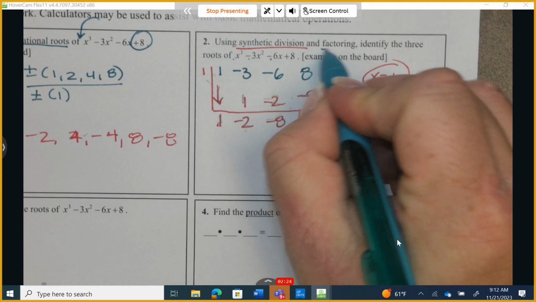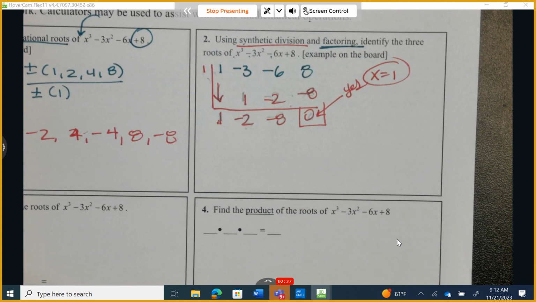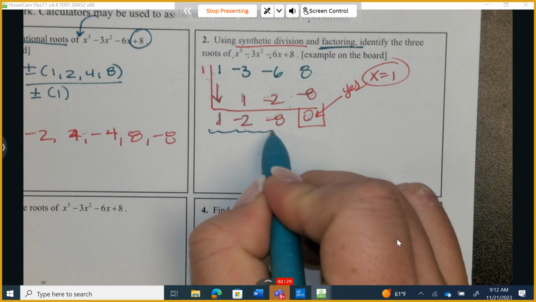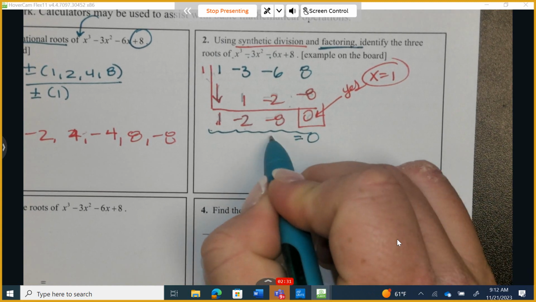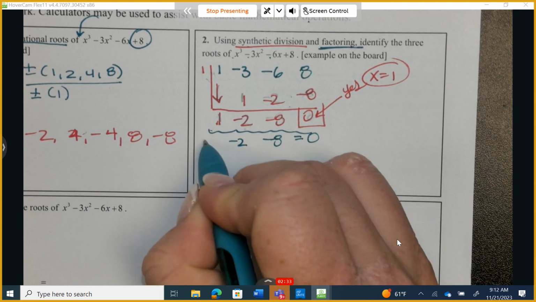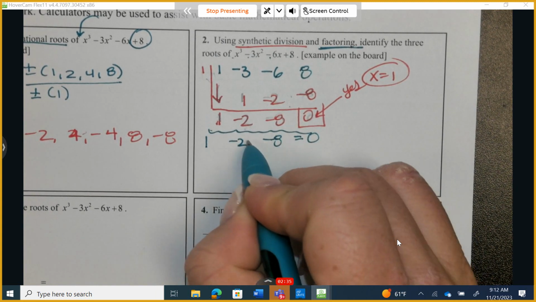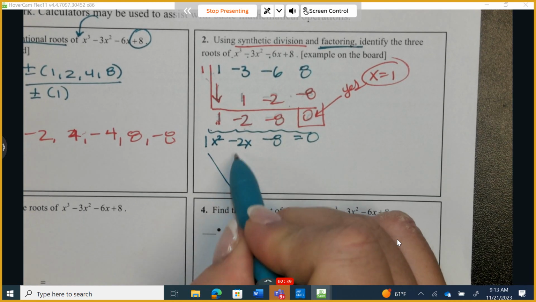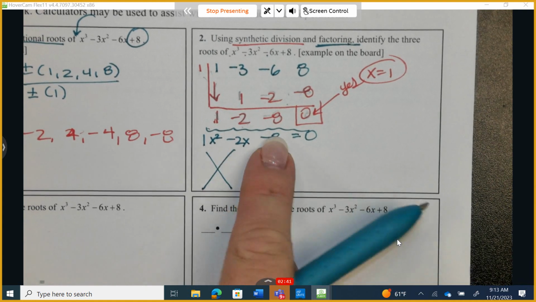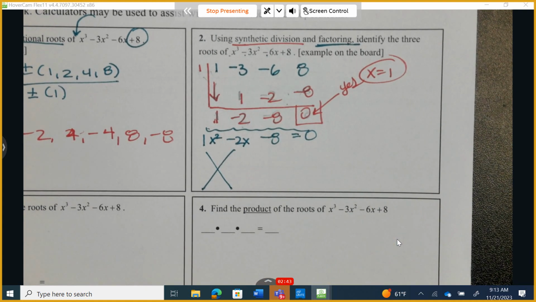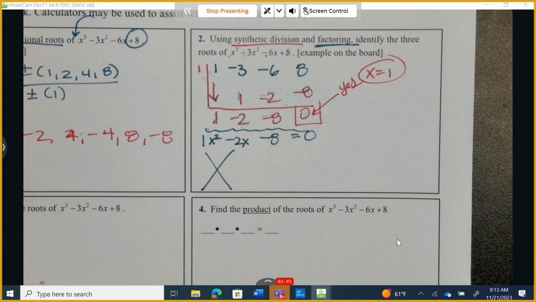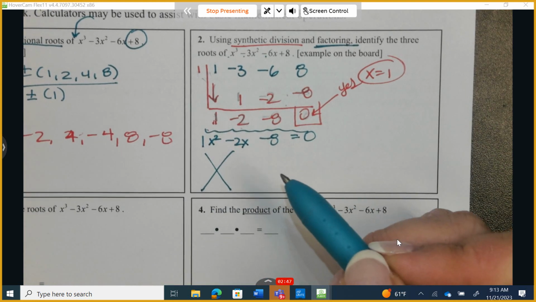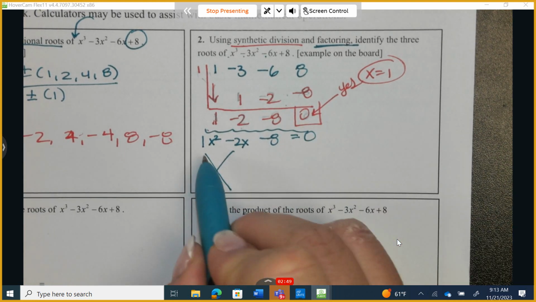Now it says, use the remainder to factor and solve. So this is my remainder. 0 equals 1x squared, negative 2x, and negative 8. I made sure that all of these were factorable. Remember, if it would not be factorable, you could use the quadratic formula to solve. And you can still use the quadratic formula if you prefer to do that over factoring.